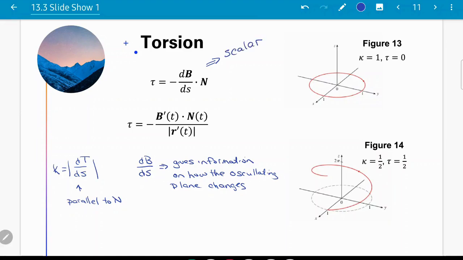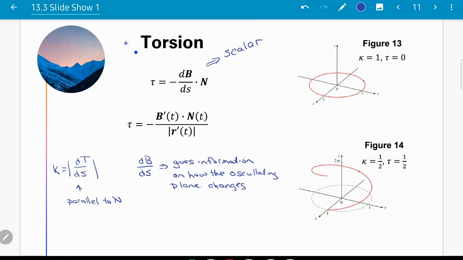Torsion is a scalar defined as the dot product of negative dB/ds dotted with the normal vector. It's going to be easier to compute if it's expressed in terms of the parameter t instead of s. So, similar to the way we dealt with curvature, we're going to define torsion then as the dot product of negative B'(t) dot N(t) over the magnitude of r'(t).